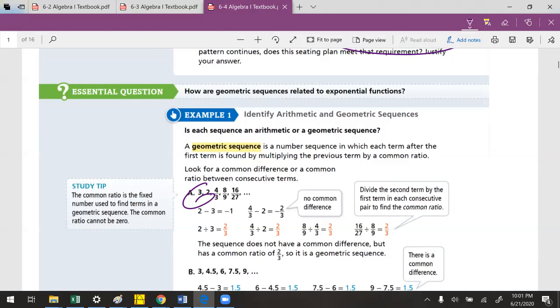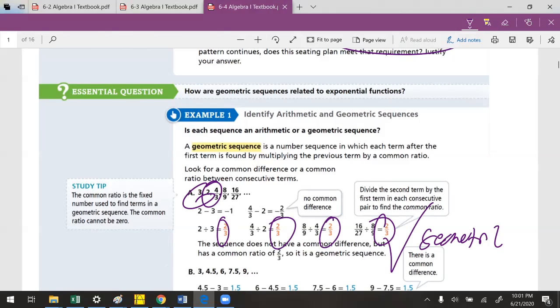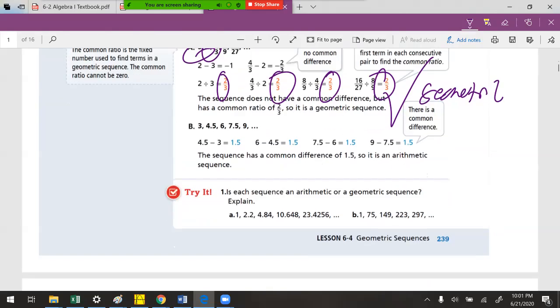So notice here, 2 divided by 3, 2/3. 4/3 divided by 2, 2/3, 2/3, 2/3. So it's geometric. Okay, this one here, it's arithmetic because notice here we're adding to get to the next number. Boom, boom, boom, boom. It's not geometric, it's arithmetic. So in this case, we're adding by 1.5.